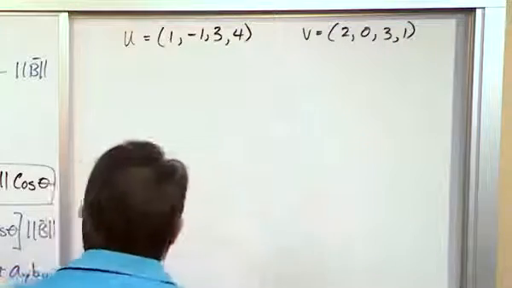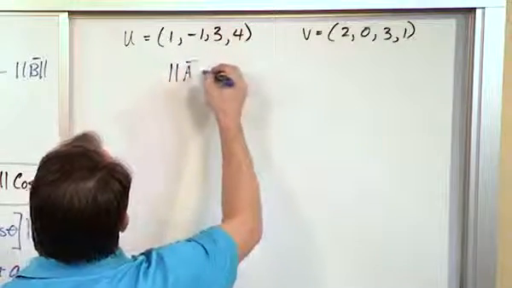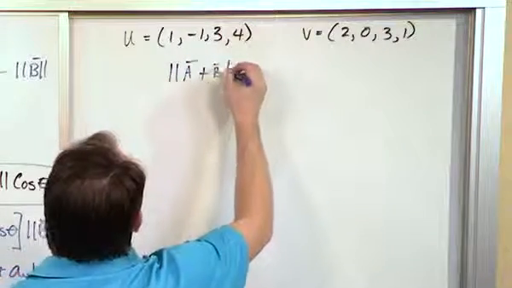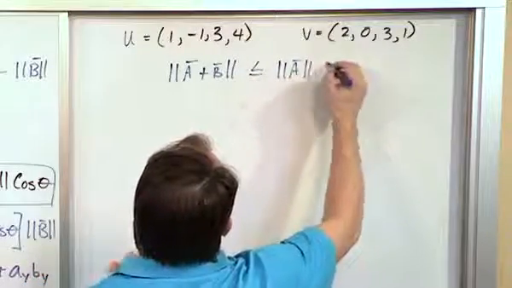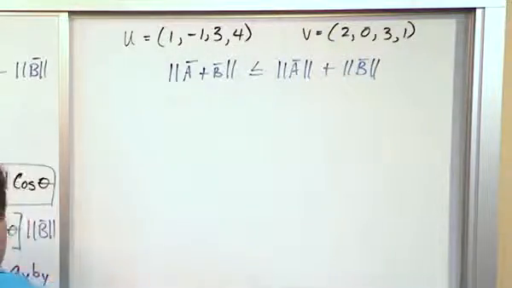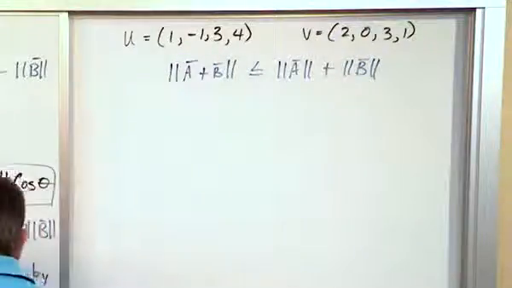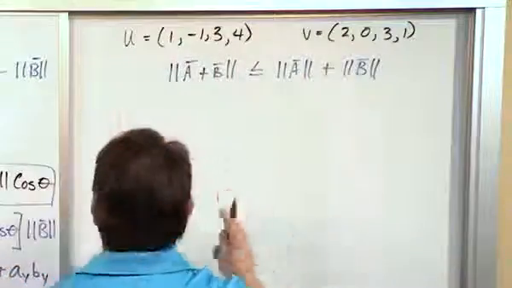The triangle inequality we talked about before was: the magnitude of A plus B should always be less than or equal to the magnitude of A plus the magnitude of B, where A and B are just my 2 vectors. So let's go ahead and do that real quick.